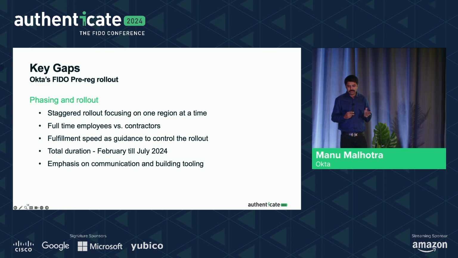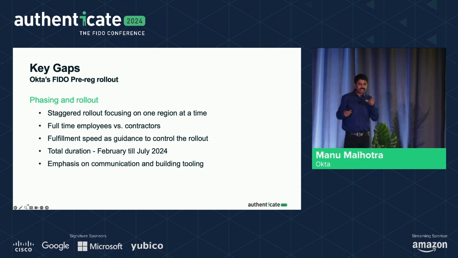Now, from February to July 2024, this was our rollout period, in which we sent out the first YubiKey to the first cohort, and then finally we did it for the entire company. The emphasis, and this is what we learned, is that communication and tooling is the real thing here. You need to communicate to the employees. You don't want them to be locked out.